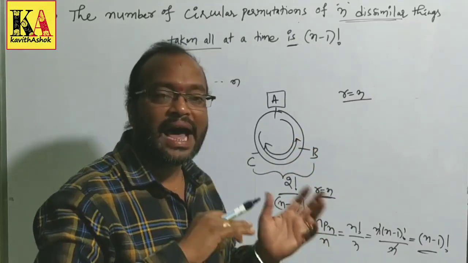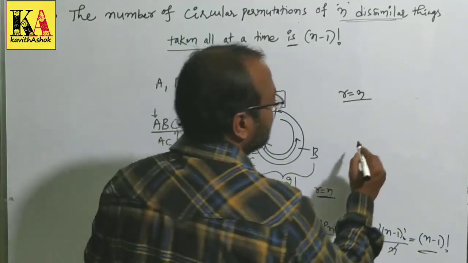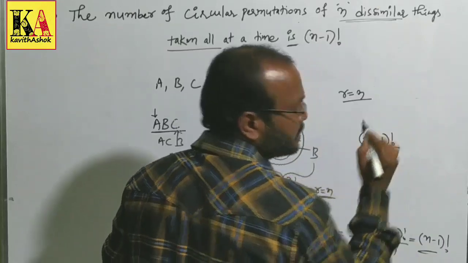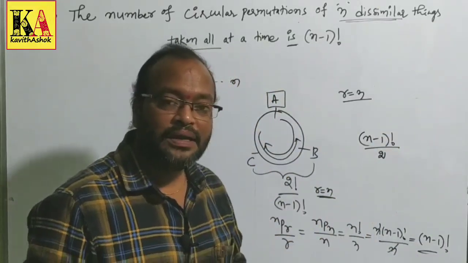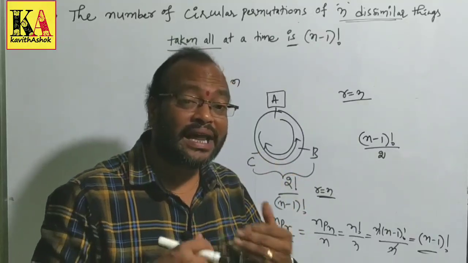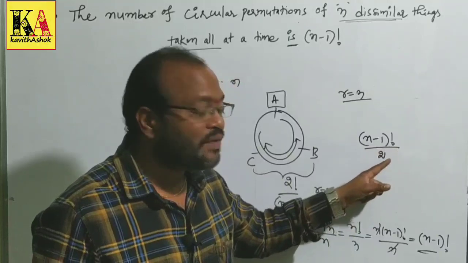If clockwise and anti-clockwise coincide, instead of getting n minus 1 factorial, we can simply get n minus 1 factorial by 2 permutations. When a specification is given, if one direction is given, instead of getting n minus 1 factorial, we can get n minus 1 factorial by 2.